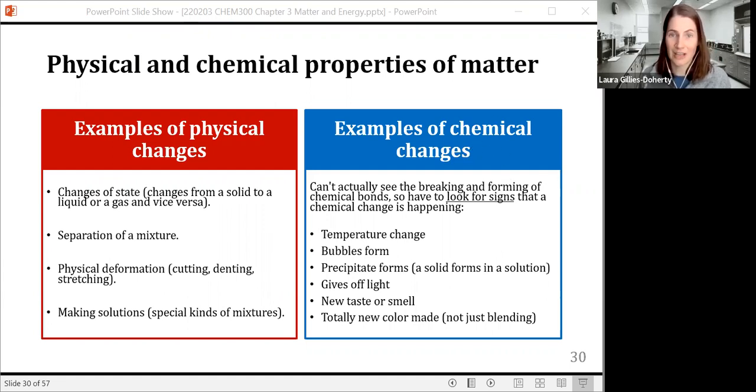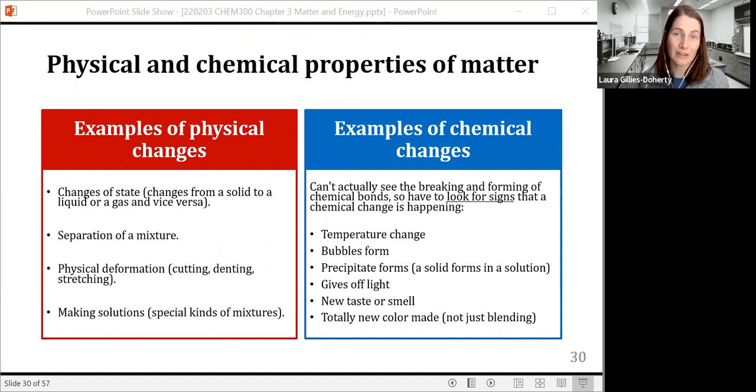Okay, so some examples of chemical changes. These are the changes that happen when there's a chemical reaction happening, when bonds are being broken or new bonds are being formed. And because we can't actually see the breaking and forming of chemical bonds, it's happening at such a small scale, we can't directly observe a bond separating and a new bond being made. We have to look for signs that a chemical change is happening.